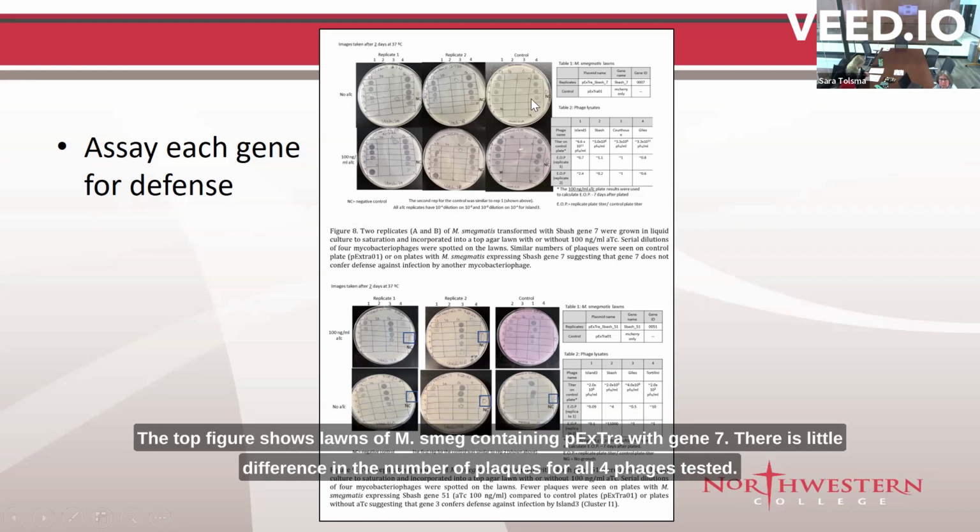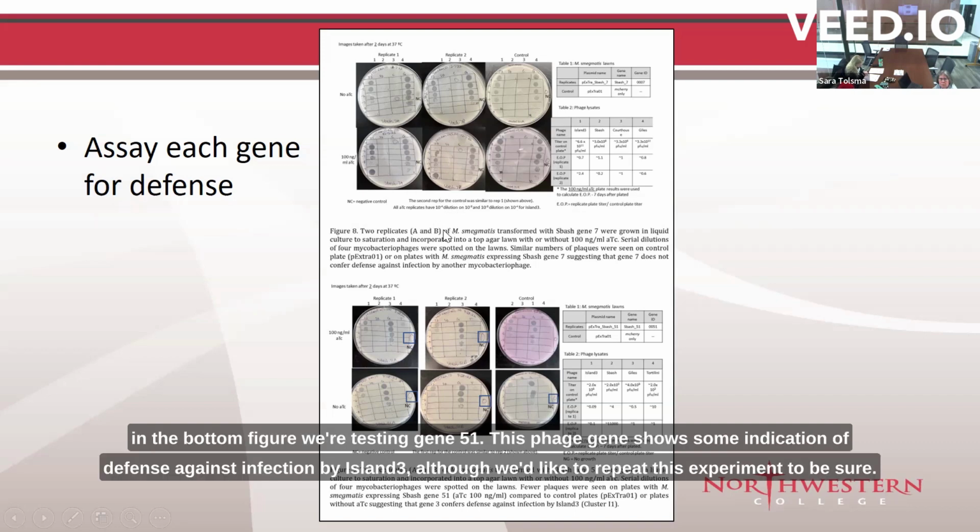The top figure shows lawns of M. smegmatis containing the plasmid with S- gene 7. There is little difference in the number of plaques for all 4 phages tested. In the bottom figure, we're testing S- gene 51. This phage gene shows some indication of defense against infection by Island 3, although we'd like to repeat this experiment to be sure.